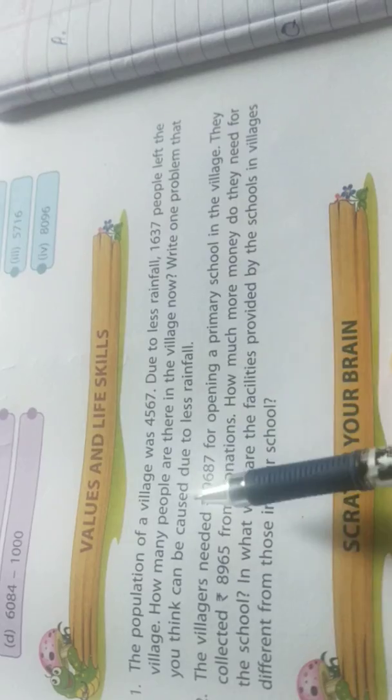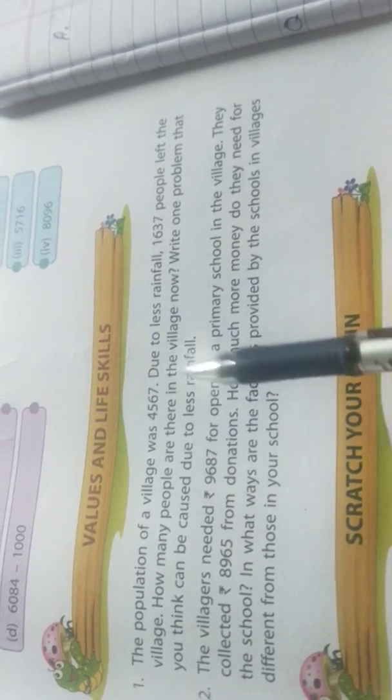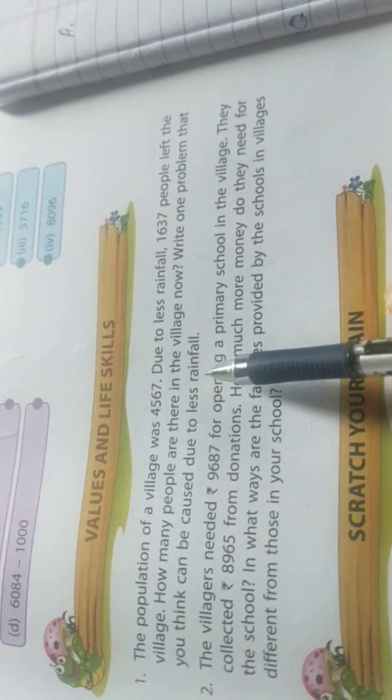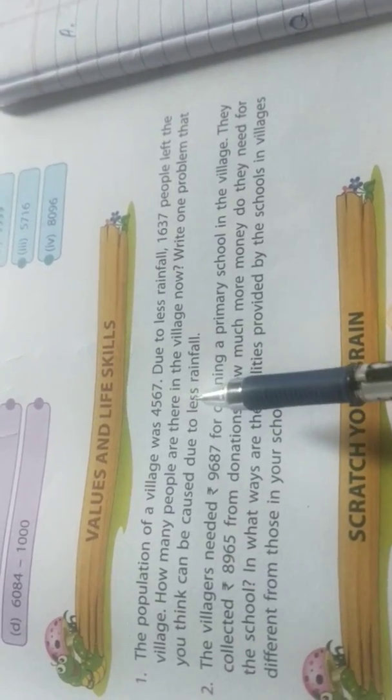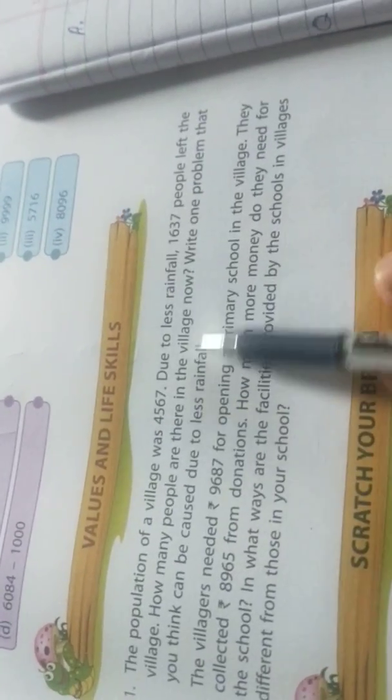Okay, so one of the causes that you can think of is farming. Due to less rainfall, they could not farm properly. They could not grow their crops properly, so they left the village. Okay, so how many people are there in the village now?